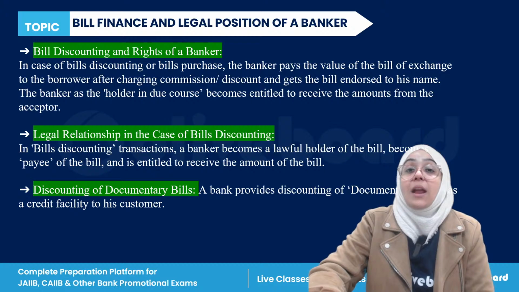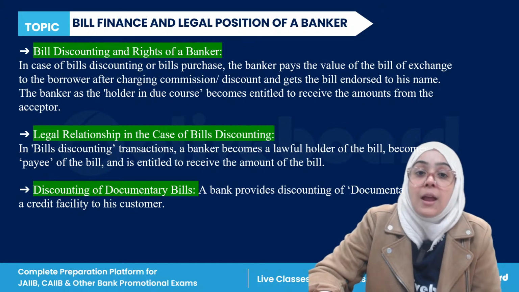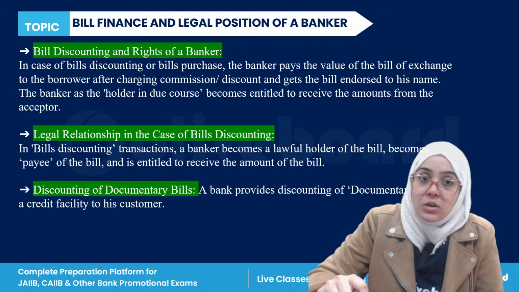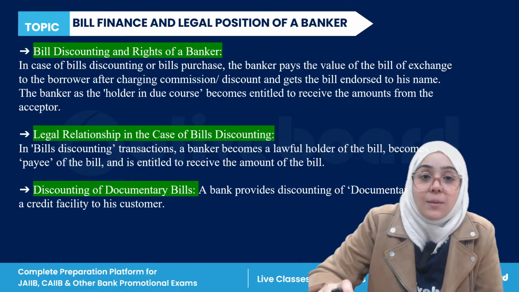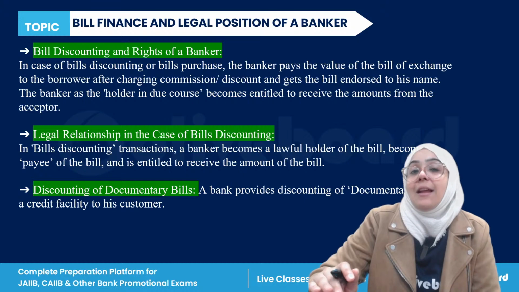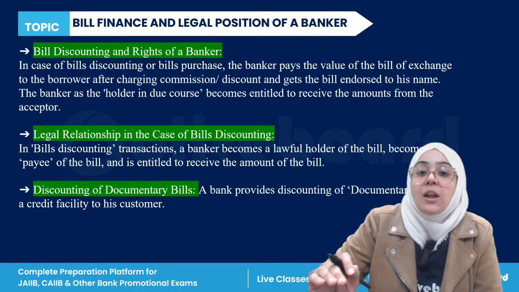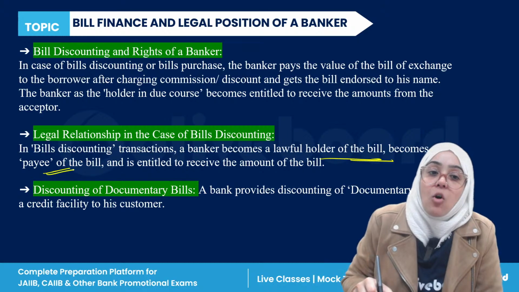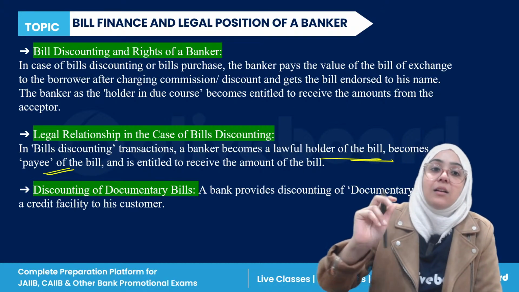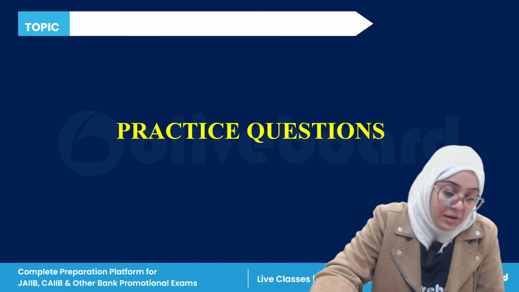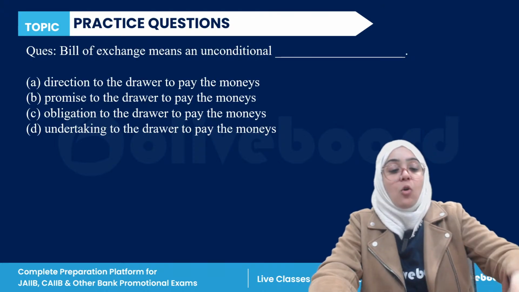There is bill discounting and the right of the banker, in which if the drawee is not paying the amount, then the bank has the right to recover the money from the seller, right? Legal relationship in the case of bill discounting: a bank becomes the lawful holder of the bill and becomes the payee of the bill. So these are the different bill finance and the legal position of the banker. Clear? So this is the whole chapter.